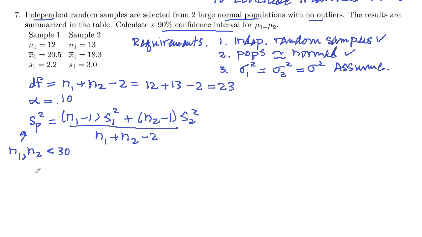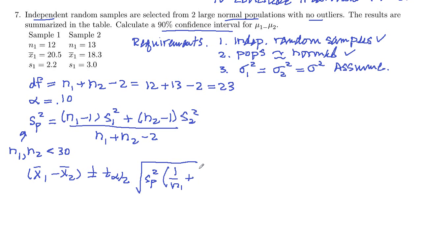And then our confidence interval here is going to be x1 bar minus x2 bar, and then we do plus or minus. And then we're going to use t-values because small samples and standard deviation unknown. So it'll be t alpha over 2 times the square root of sp squared, so our pooled estimator of variance, times 1 over n1 plus 1 over n2. So we've got everything except our t value and our sp squared.